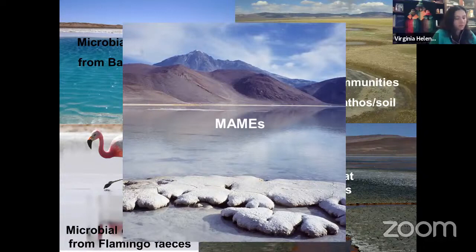And why they are very important is because the first forms of life on Earth were stromatolites. And when you have a modern stromatolite that is actively growing, you can use it as a modern analog for the Precambrian ones. So you can study the evolution of life in these small structures.